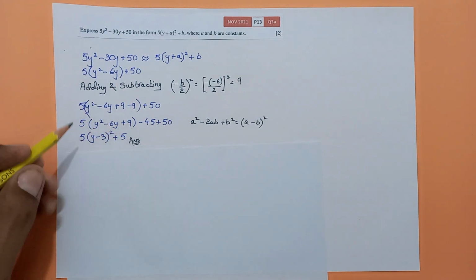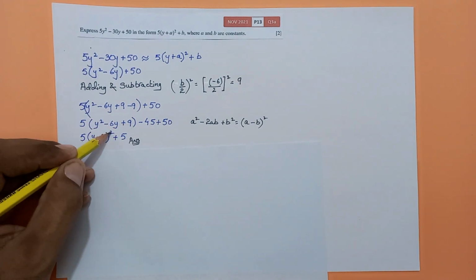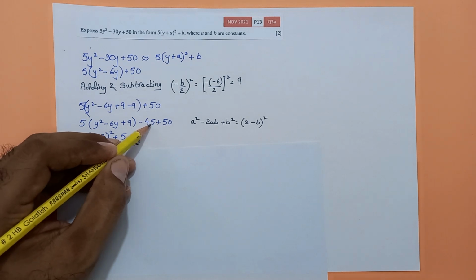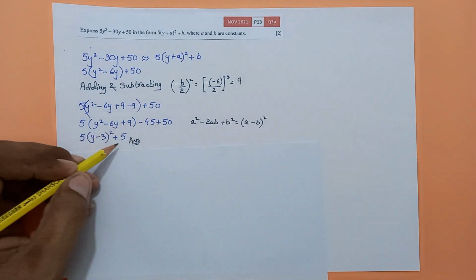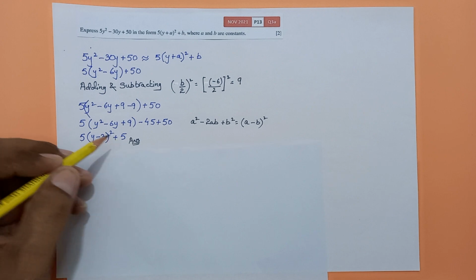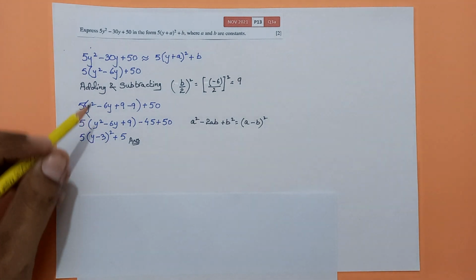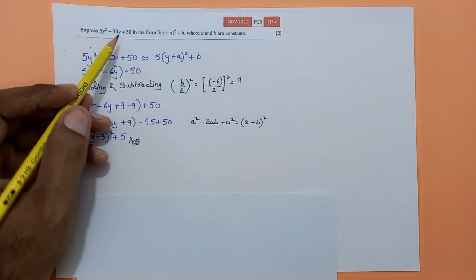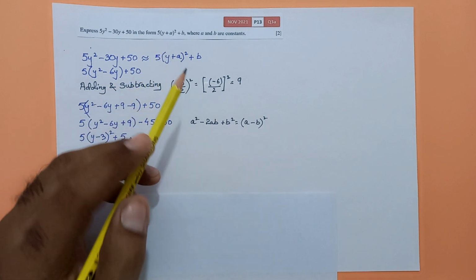So this bracket can be converted to y minus 3 whole square, and this negative 45 plus 50 when simplified gives positive 5, and there we are with the final answer, converting a quadratic standard form into a completing square form.